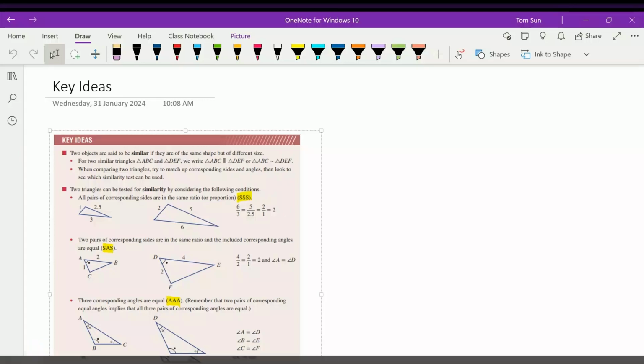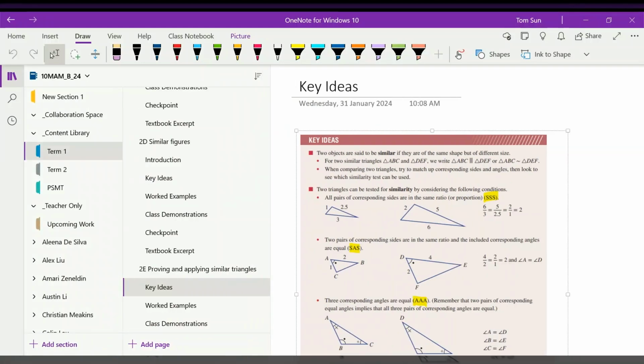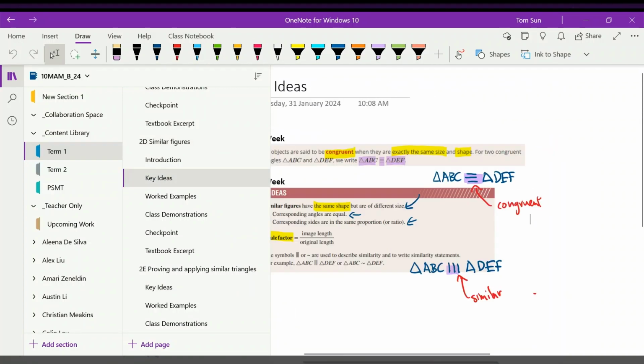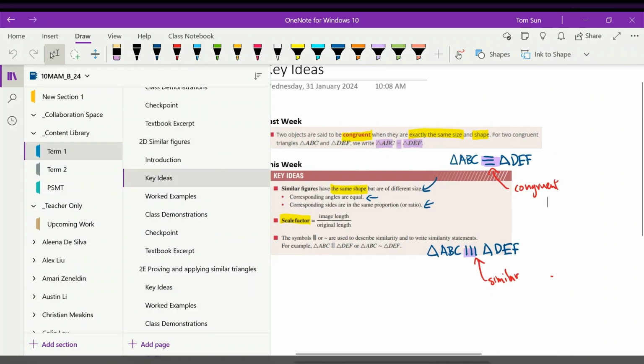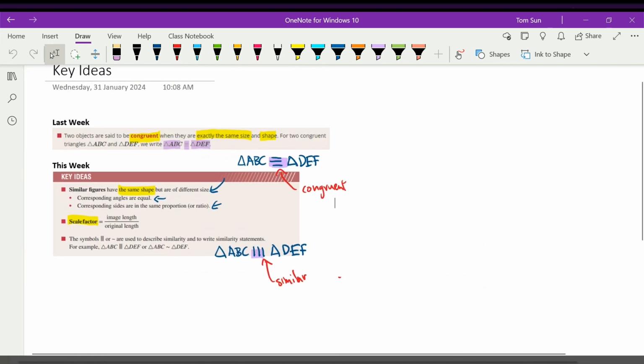Hello. Today, we're going to keep building off of similar figures, just like we learned in the previous lesson. We do want to remember the difference between congruency, which we learned the week before. Congruency talks about shapes being exactly the same size and the same shape, whereas similar shapes have the same shape, but the size is different. But the size has to be different in a specific way.